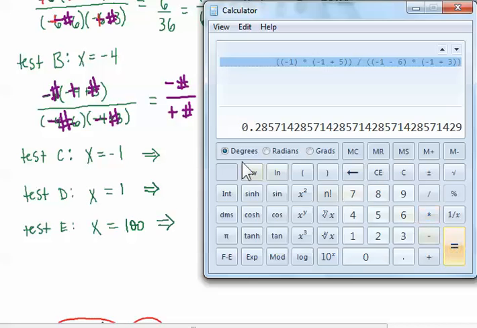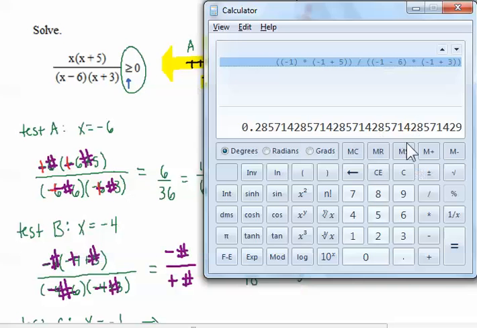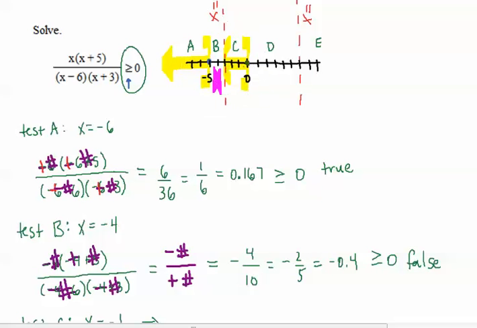So I hit equals, and I ended up getting this. So that is -1 in up there. That is -1 plus 5. Then on the bottom, -1 minus 6, -1 plus 3. When I plugged it in, did I get greater than or equal to 0? Barely, right? But that's all that matters, is that when I plugged in right here for C, and that was me plugging in x equals -1, I ended up getting positive. Okay, so then that's going to work.